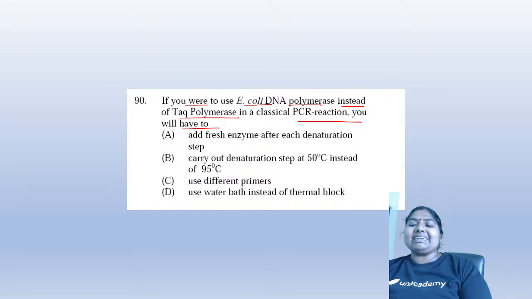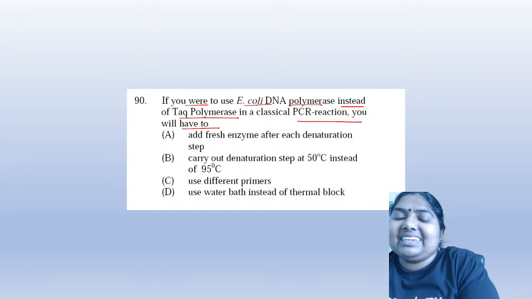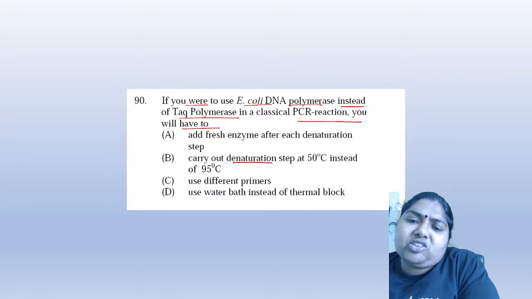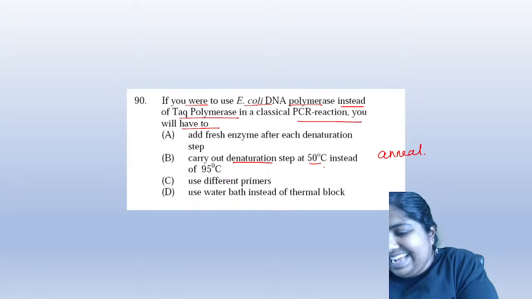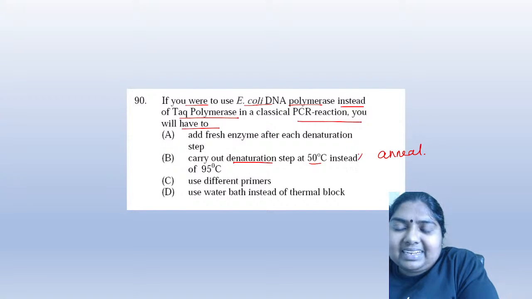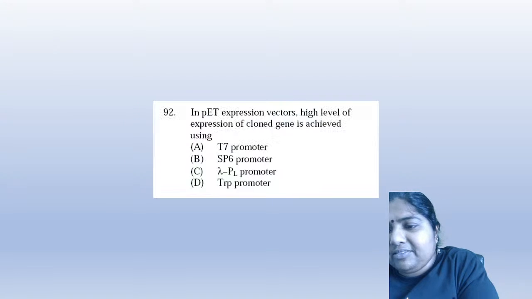Good. Only logical answer is A, isn't it? Can you carry out denaturation at 50? 50 means it is annealing, isn't it? It is not for denaturation. Gone. Different primers, no. Only this is going to be the relevant answer. Got it, everybody? Correct, no? Very good. Fantastic, everyone. Keep it up.